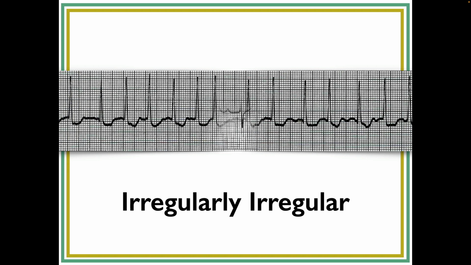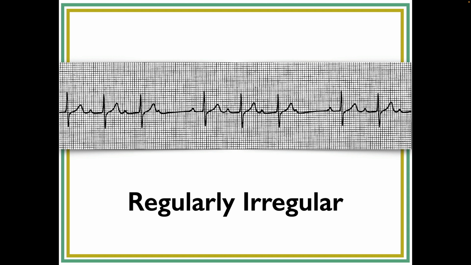And then you have to say, well, if there's irregularly irregular, we must have regularly irregular. And in this particular case, what that means is that it's not regular, but there's sort of a pattern to it. So we have, you know, 2 short, 1 long, 2 short, 1 long, 2 short. So that's another way that something can be irregular.